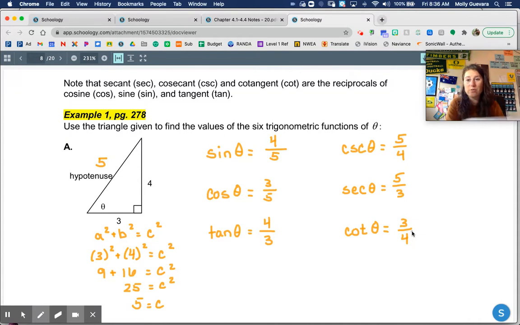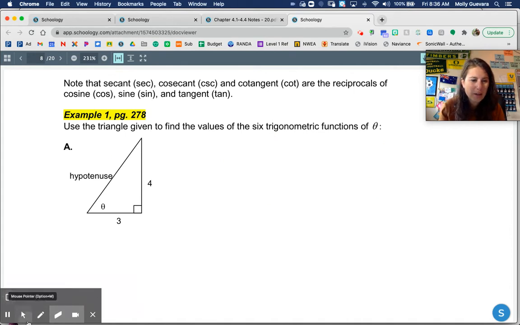functions and how we use them and all that sort of fun stuff. We are going to get into some more difficult stuff now on the second page. So let's go ahead and keep going.